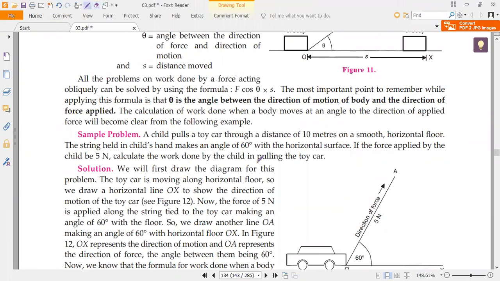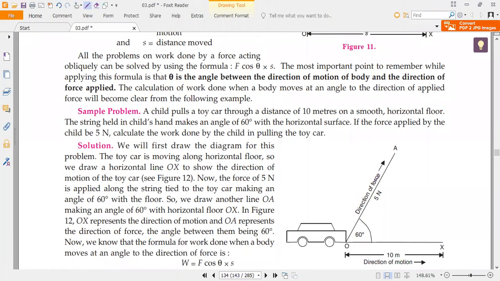What is the angle between the direction of force and the displacement? Check it, everybody. How much is the angle they have given? 60 degrees. And the applied force, how much is it? Check it, everyone. Applied force is how much?